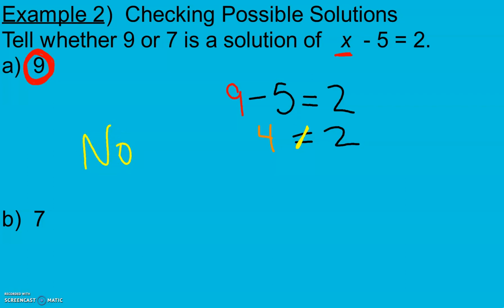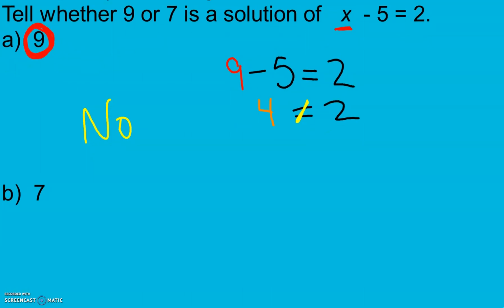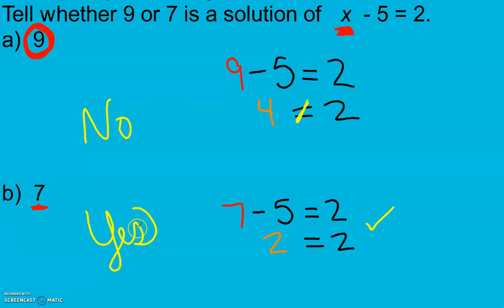Same idea here with b. We want to know if 7 is a solution. So I'm going to take 7 and plug it in to see if it fills in for my variable. I didn't change anything else in my equation, so I'm going to keep the minus 5 equals 2. 7 minus 5 gives me 2. Now I check. Does 2 equal 2? Yes, it does. So if it makes both sides the same, if it's true, then yes, it's a solution.